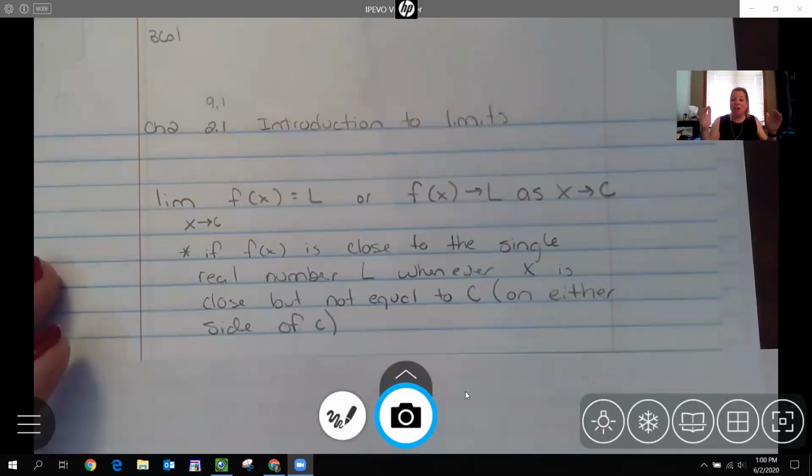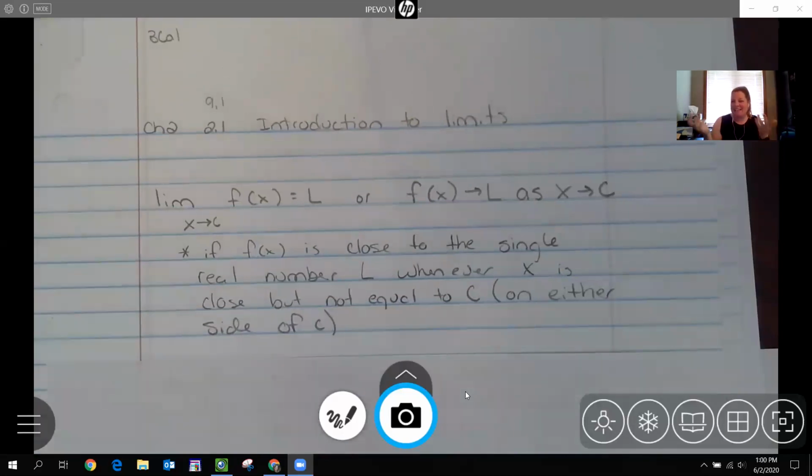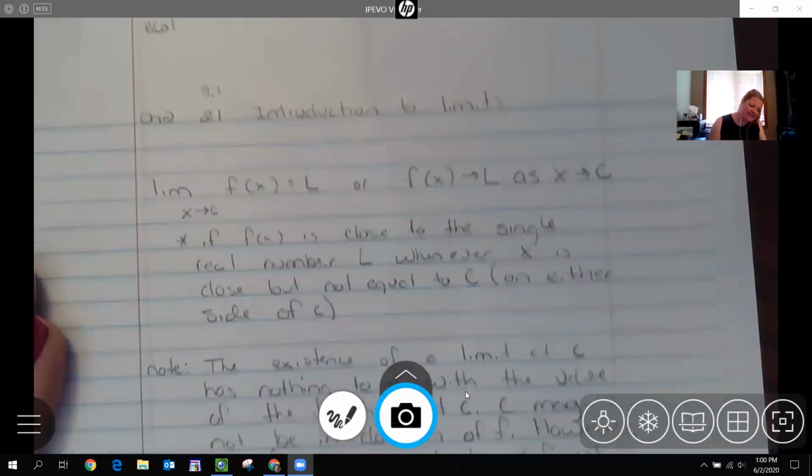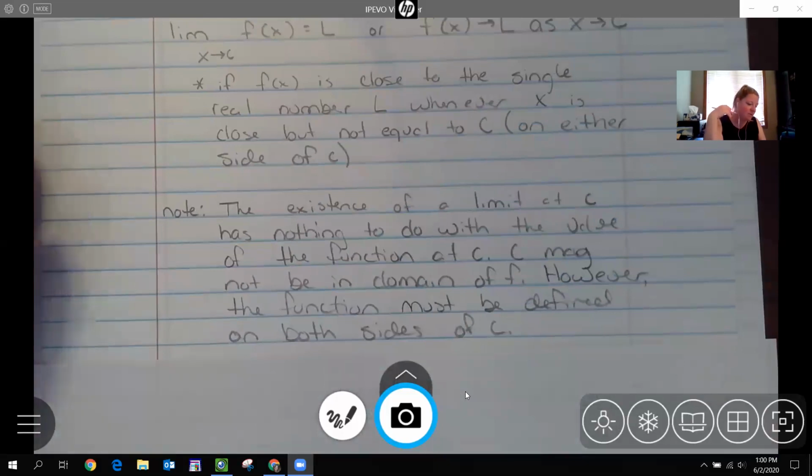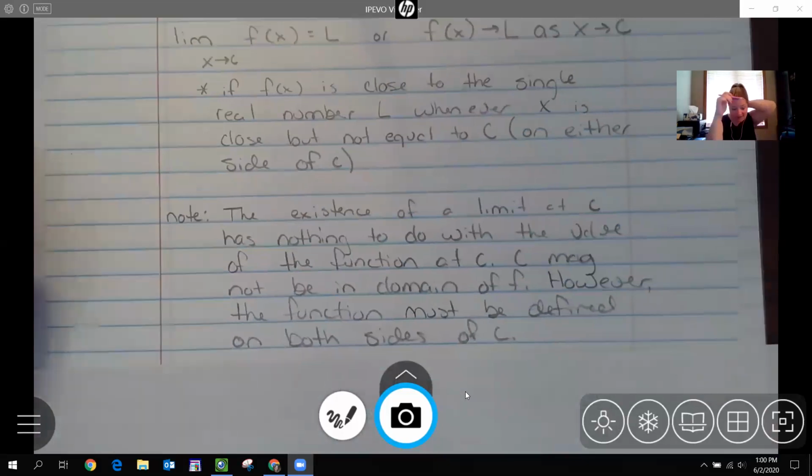So we're going to get close to a value. Maybe it's like those asymptotes, right? You get closer and closer and closer to something, but don't touch it. That could be a limit. Now it could touch it as well, but the existence of a limit at c, that's our number it's going to, or the value of x, has nothing to do with the value of the actual function at that spot. So we have an actual value that could be undefined, but we're looking to see what we are doing as we come to that value from one side and from the other.